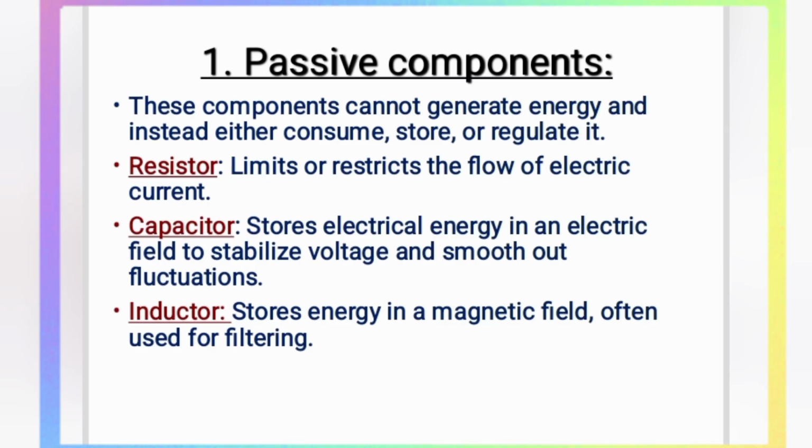Passive components cannot generate energy and instead either consume, store, or regulate it. Resistor, capacitor and inductors are the passive components. Resistor, which limits or restricts the flow of electric current. Capacitor, which stores electrical energy in an electric field to stabilize voltage and smooth out fluctuations. Inductor, which stores energy in a magnetic field, often used for filtering.